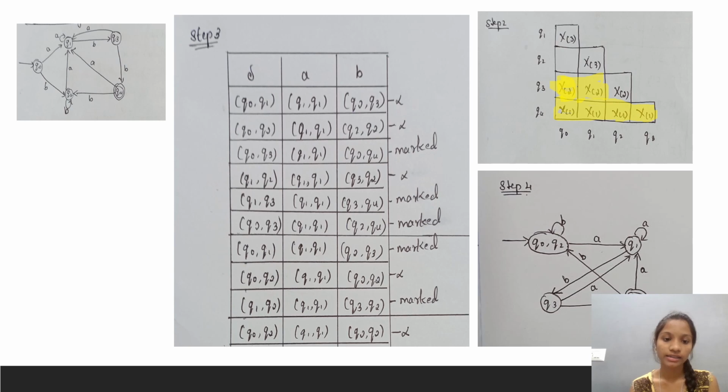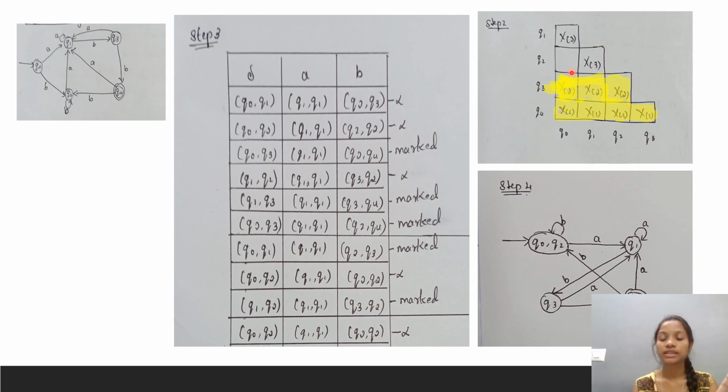Then again next step, Q2 comma Q3, that is upon A will go for Q1 comma Q1, and upon B it will go for Q2 comma Q4. We have to check Q2 and Q4 is marked in the last step, so we are going to mark Q2 comma Q3 in this step. Next remaining states, again we have to repeat the states. Okay, till here it will complete one complete table.